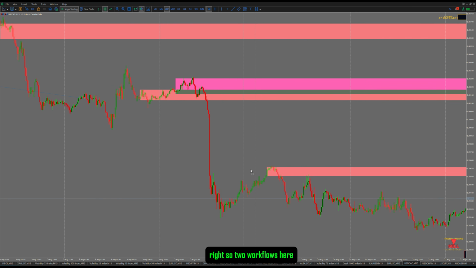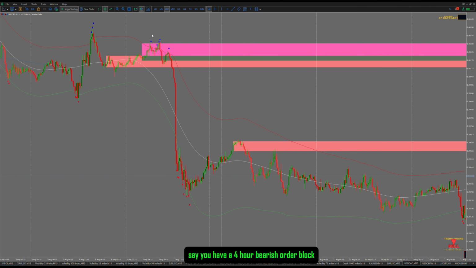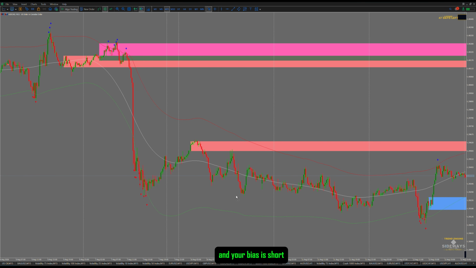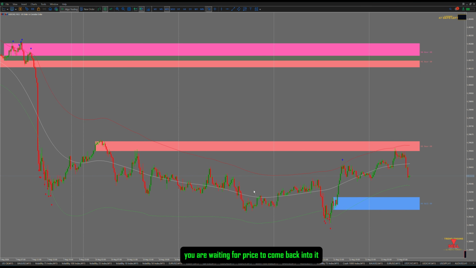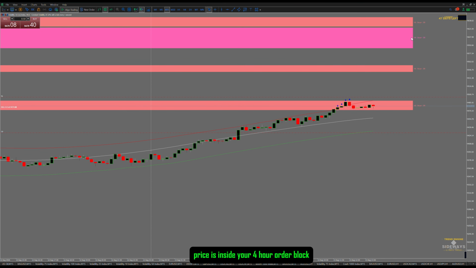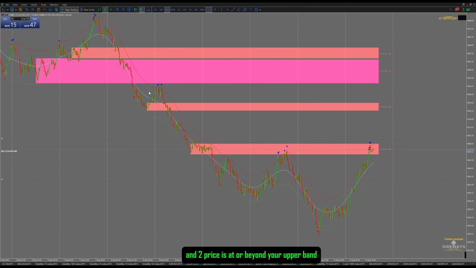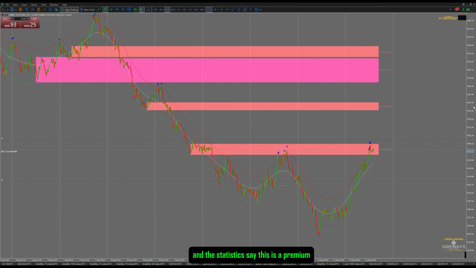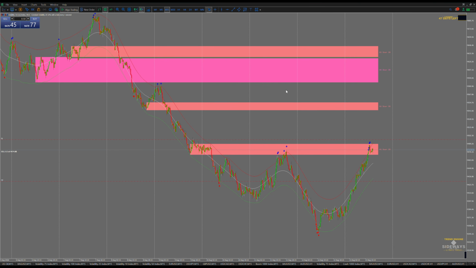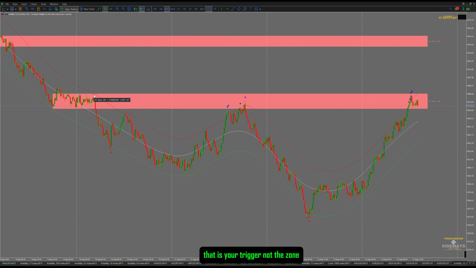Right, so two workflows here, and this is the first one, and it's the one most of you will use. Say you have a 4-hour bearish order block and your bias is short. You are waiting for price to come back into it. Here is the workflow. You need 3 things in the same place. 1, price is inside your 4-hour order block and your analysis says this is the zone. 2, price is at or beyond your upper band and the statistics say this is the premium. And 3, an arrow prints. The tool says the stretch just got confirmed by a pivot. That is your trigger, not the zone touch. The arrow inside the zone.